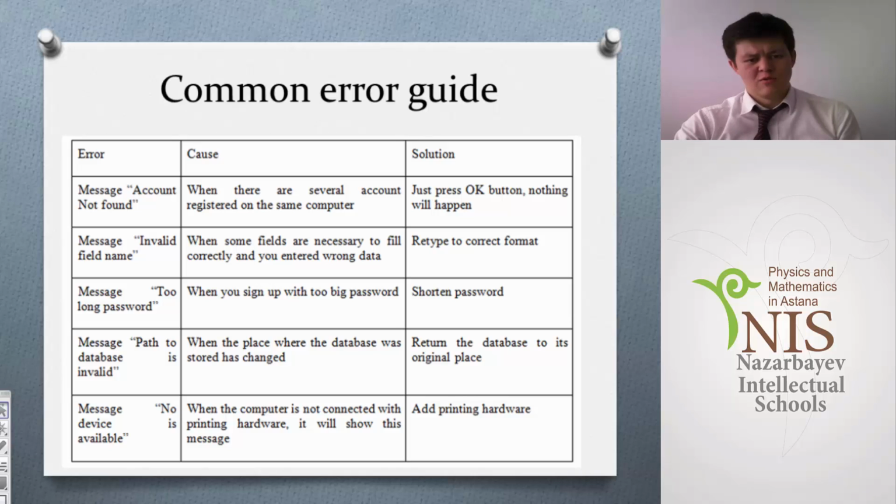The first error was the message account not found. What should you do in this case? The problem is that there are several accounts registered on the same computer. And how can you solve it? Just press the OK button, nothing will happen. Okay, let's carry on. Message invalid field name: when some fields are necessary to fill in correctly and you entered wrong data. Very easy to understand. Retype the correct format. Message too long password: when you sign up with too big a password, shorten the password, etc. So with this kind of errors, the developer, in this case the students, need to think deeply and predict what kind of errors the user can receive when using the program. Okay.